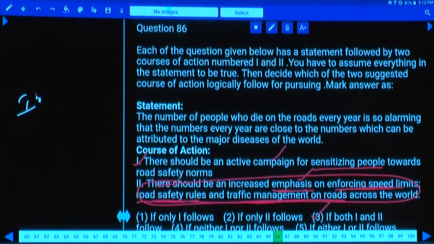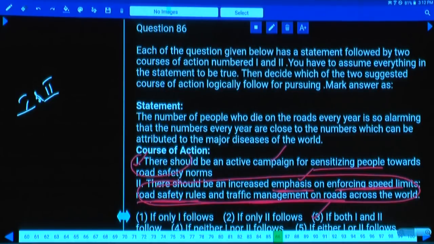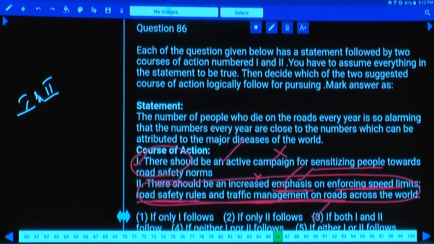Either 1 or 2. Clear now? It is not both. Why is it not both? Because both these two are regarding the same thing, courses of action, creating awareness. If you have done the first one, there is no need to work out the second one. This again comes under creating awareness. Now if you have done the second one, there is no need for the first one, because those two come under the same category. So what is your answer here? Either 1 or 2. That is choice 5.